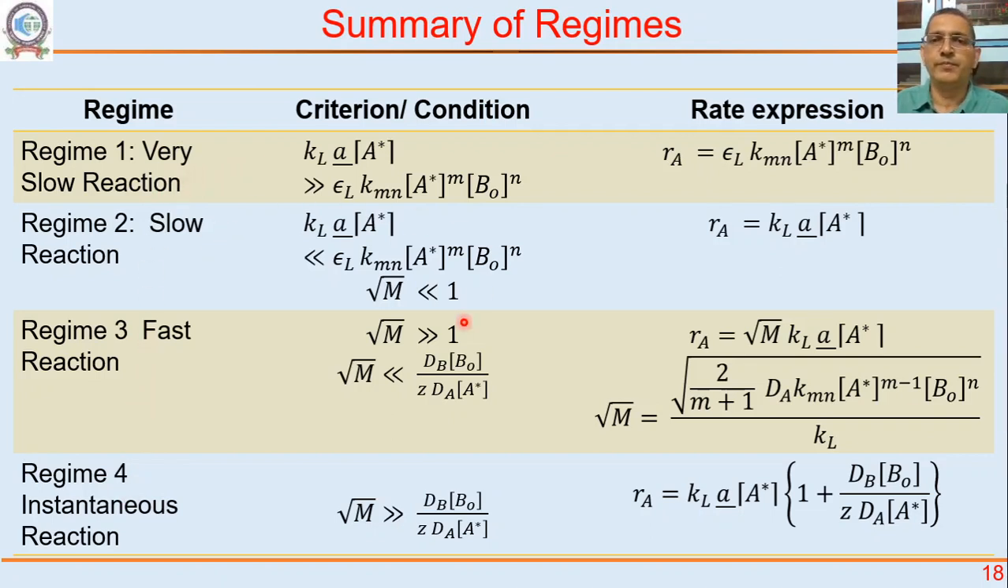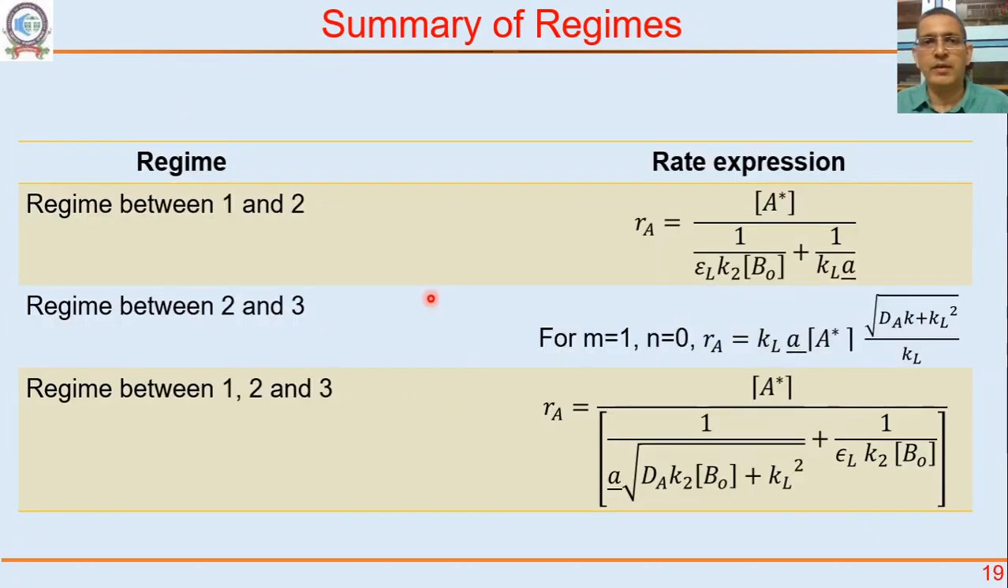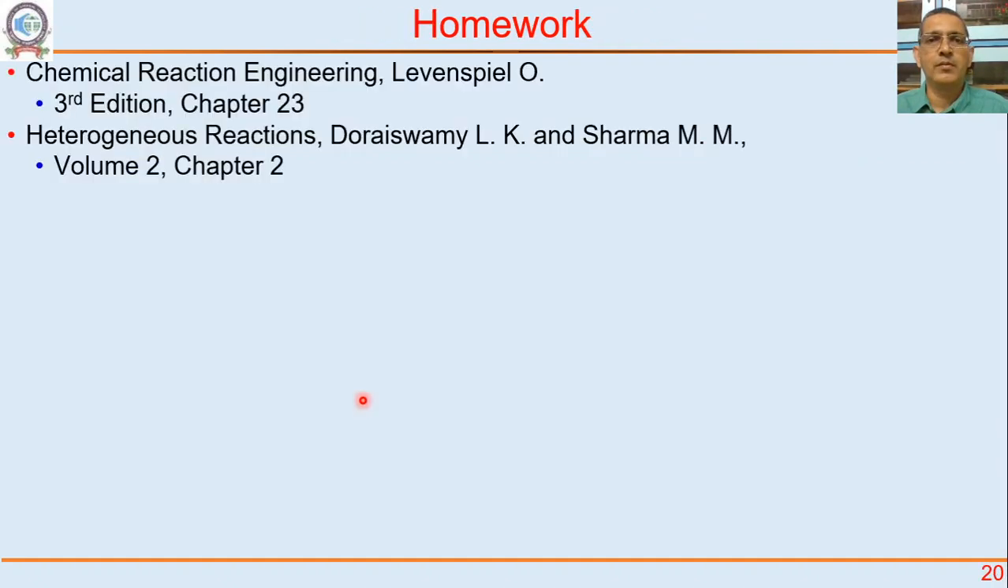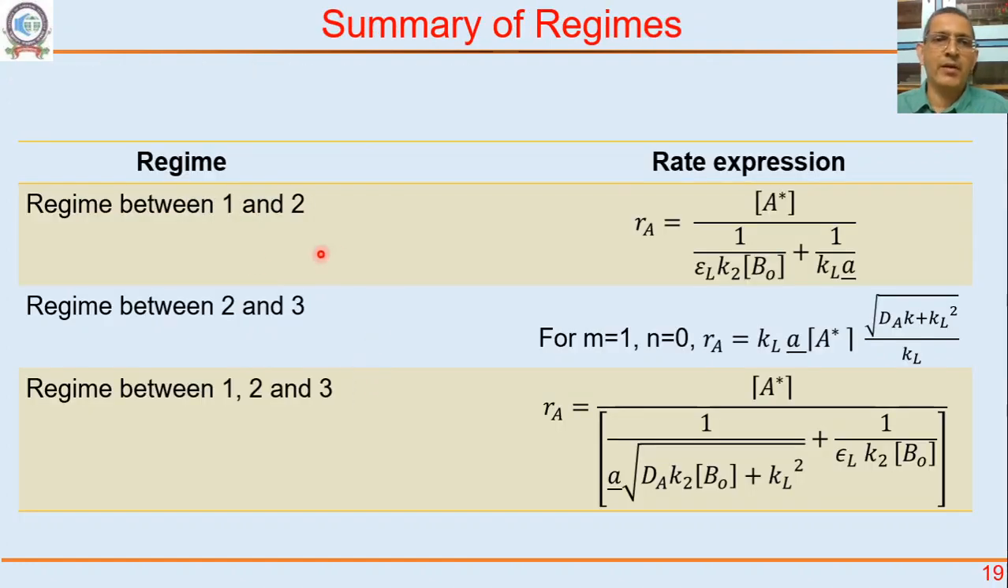We'll do a problem in the next class. Let's go a little further. These regimes are continuous. It's not as if there are distinct boundaries. You could have a reaction between regime 1 and 2, between regime 2 and 3, between 1, 2 and 3. There's between 3 and 4 also. I'm just not writing that just now, not very relevant just now. Okay. So understand all these things. Think about all the things that we have said so far. Comprehend.